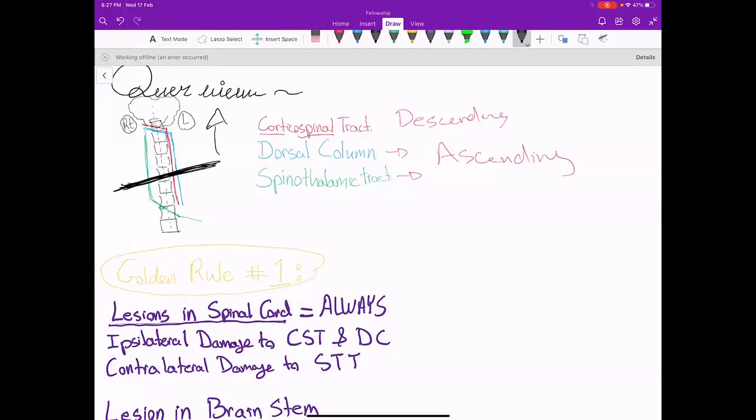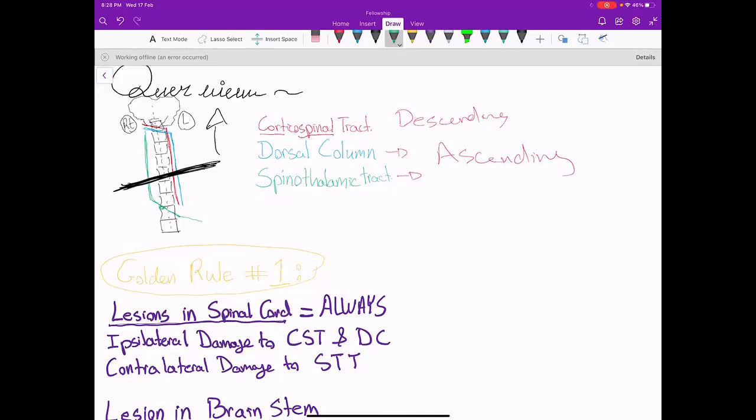Let's just look down. If this side is damaged right now, you will have left-sided loss of movement or left-sided weakness. You will have left-sided loss of all sensations except pain and temperature. But you will have right-sided loss of pain and temperature. Okay, it will be contralateral. And I'll show you why in just a second. Maybe this diagram isn't super clear here.